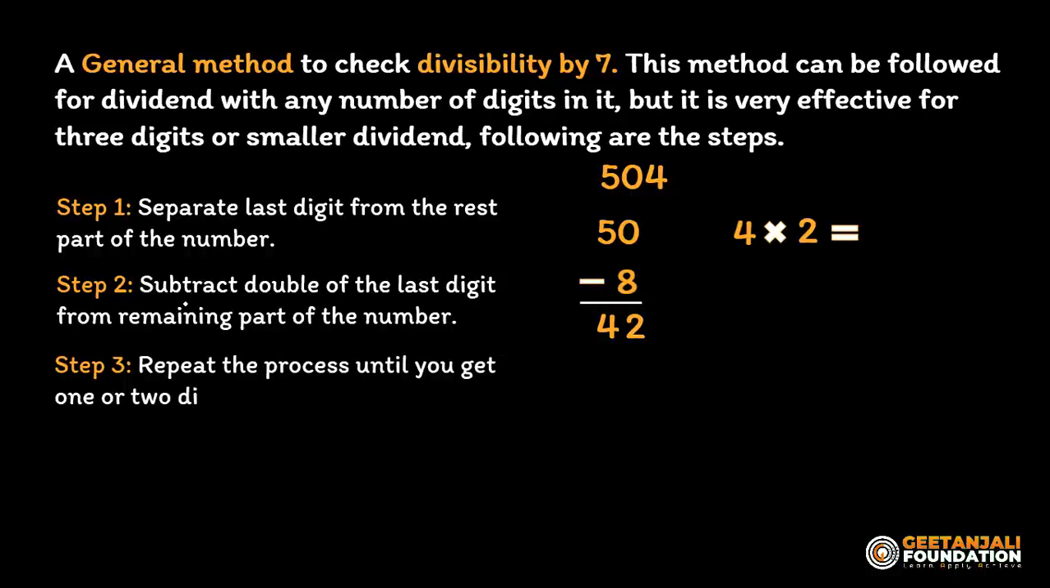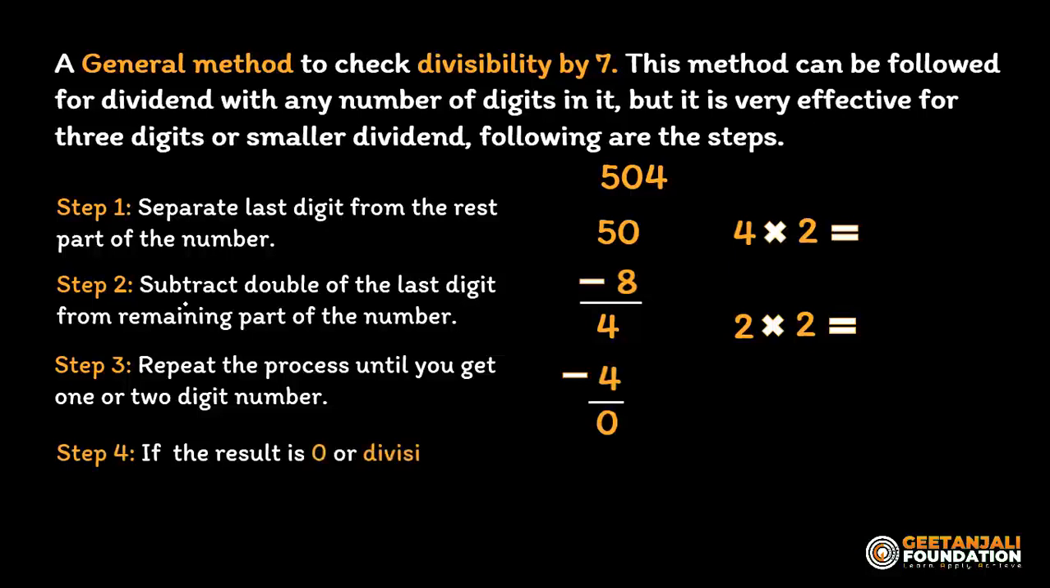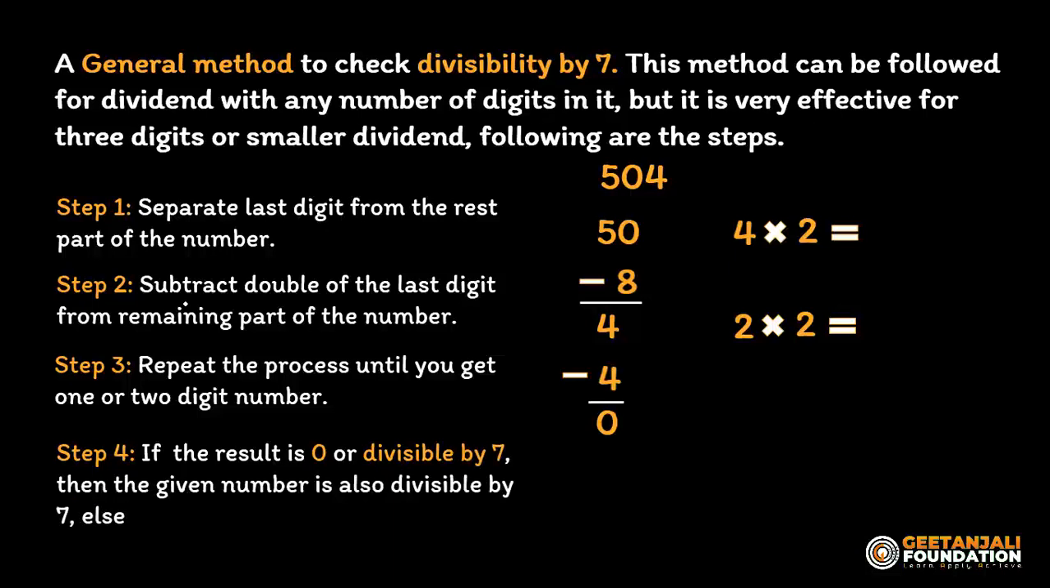So we will separate the last digit once again. So double of 2 is 4, and when we subtract 4 from 4, we get 0. So if the answer is either 0 or a number which is divisible by 7, then the given number is divisible by 7. And we have already checked that 504 is divisible by 7, and it is true with this method as well. So you can follow either the second method or the first method, or you can combine both the methods to find divisibility by 7.